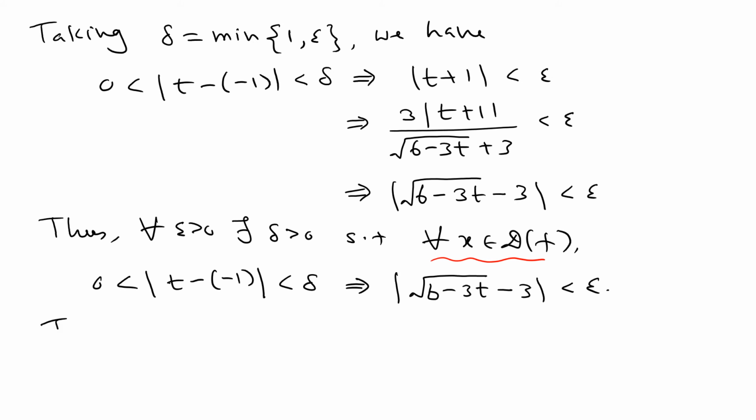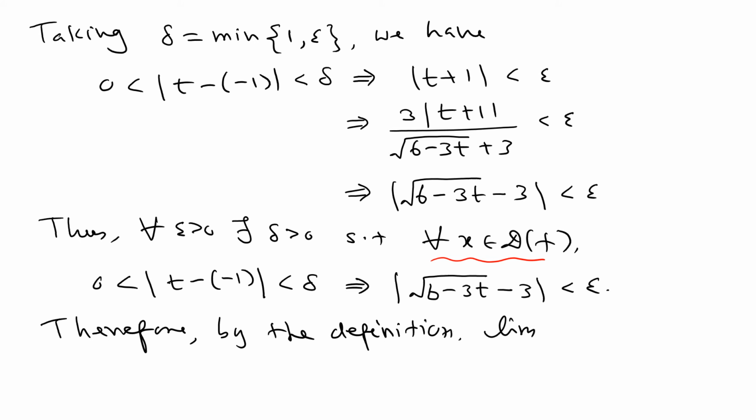So therefore, by the definition, the limit as t goes to -1 of square root of 6 minus 3t equals 3. So that completes the proof. So let's do one last problem.